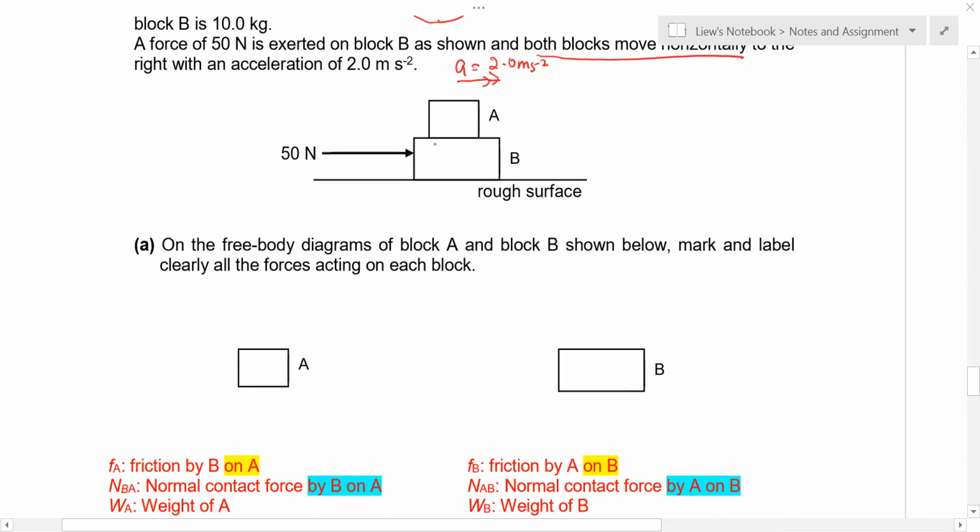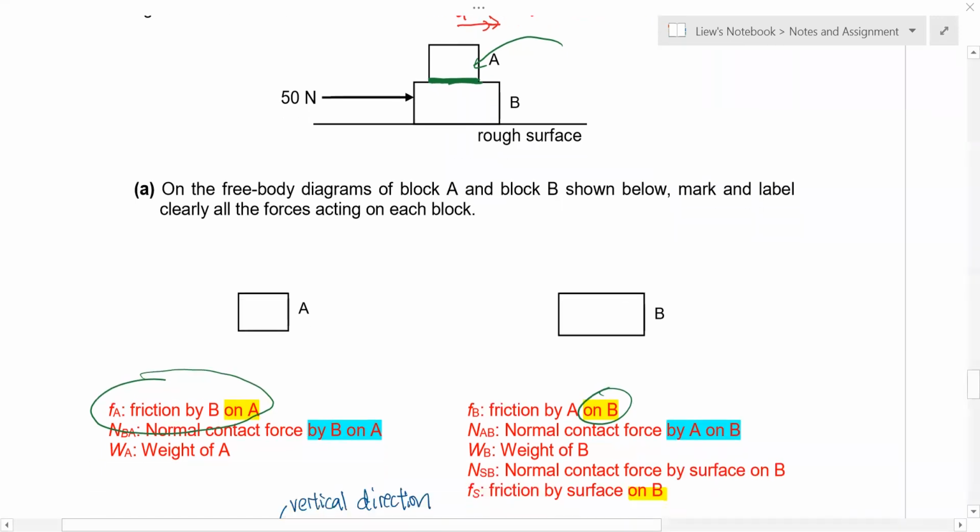Now, next, let's look at block B. So this is the contact surface between block A and block B. Just now we said that A should be experiencing a friction due to block B. Then by Newton's third law, block B must also be experiencing a friction due to block A. And also by Newton's third law, the direction of FA and FB should be in opposite directions.